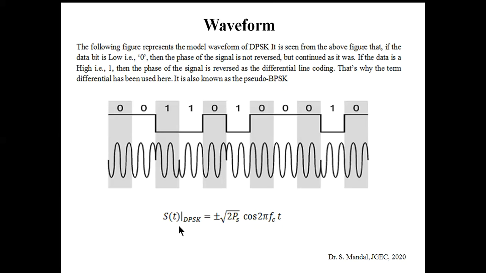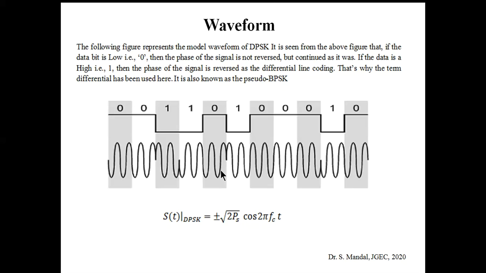that can be written like this: s(t) for DPSK will be plus minus root 2 Ps cos 2 pi fc t. Why plus minus? Because this value, either for 1 or 0, can take both phases, 0 and pi. For 0 the amplitude will be plus A, and for pi the amplitude will be minus A, because cos(2 pi fc t plus pi) equals minus A.